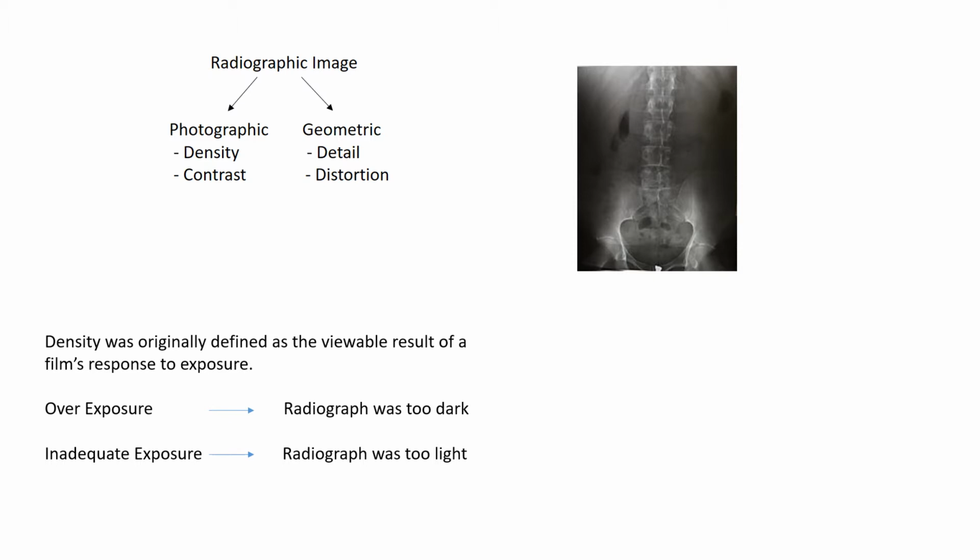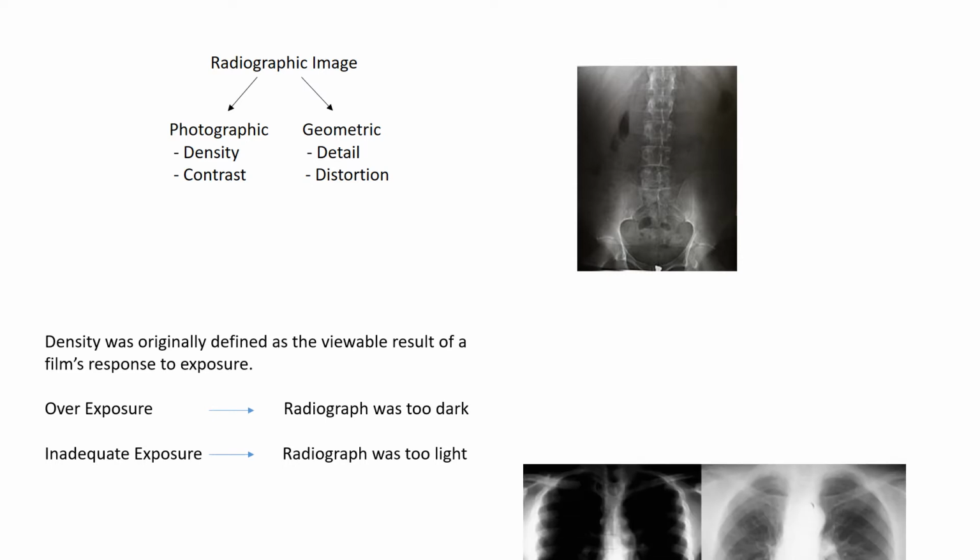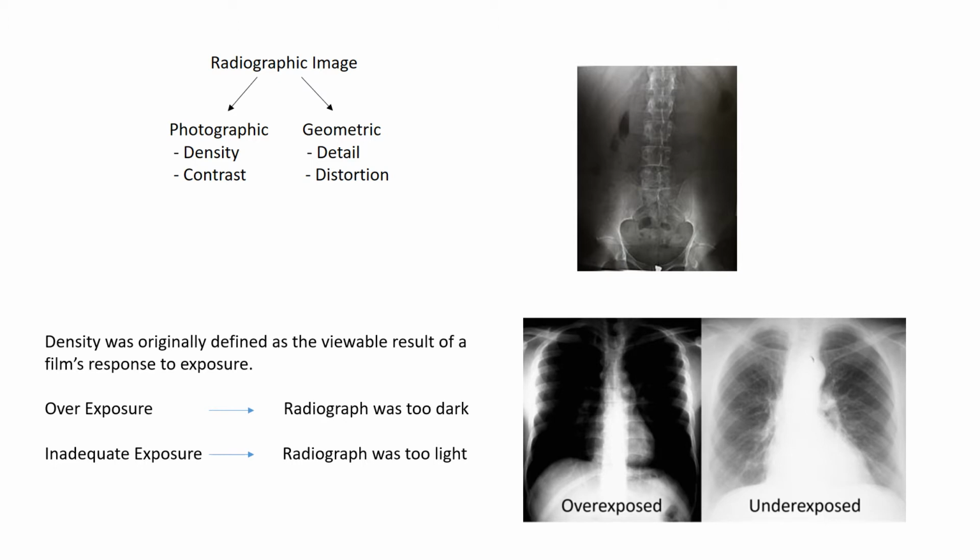density was originally defined as the viewable result of a film's response to exposure. So, for example, if you had a film that was too dark, we would say that film is overexposed. If we had a film that was too light, we say that it was underexposed or had inadequate exposure. Now, in the film screen environment, if we got an overexposed or an underexposed image, the only thing that we could do basically was go and repeat the film.